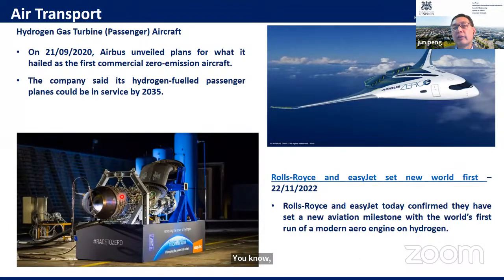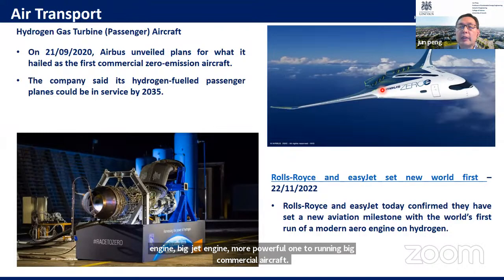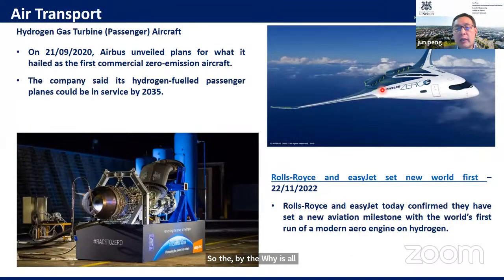So in the future, commercial passenger aircraft can run by battery, by hydrogen fuel cell, or by a hydrogen jet engine, a bigger and more powerful one, to run big commercial aircraft. So once we make net zero globally in the air transport sector, we can use different net zero technologies: battery, fuel cell or hydrogen jet engines. We have different options for air transport.